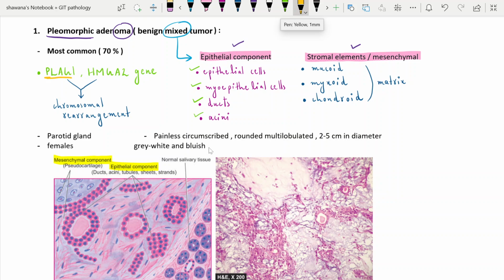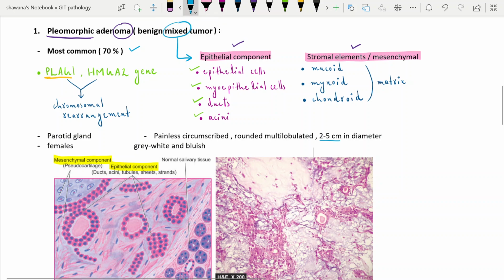Which gland suffers most? The parotid gland suffers most from this tumor, and it's the most common benign tumor of all the kinds. About 70% of cases are pleomorphic adenoma. It is most common in females, it's painless, about 2 to 5 centimeters in diameter, and whitish-grayish in color.